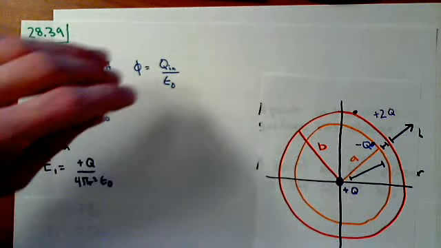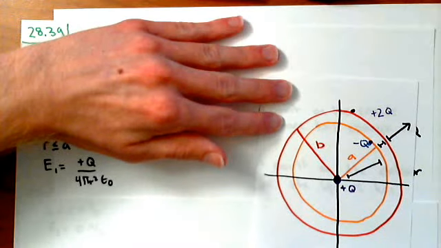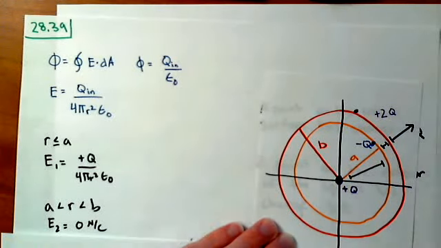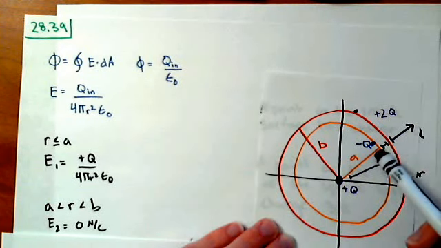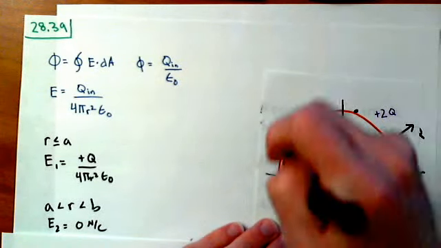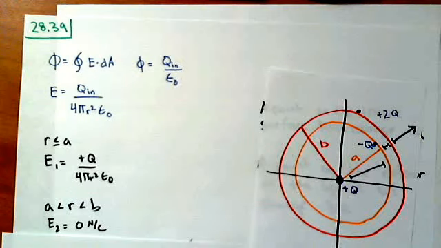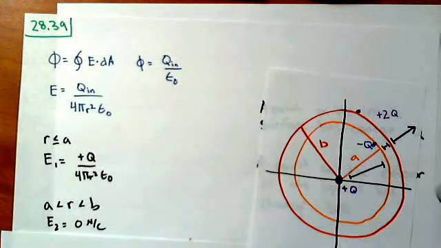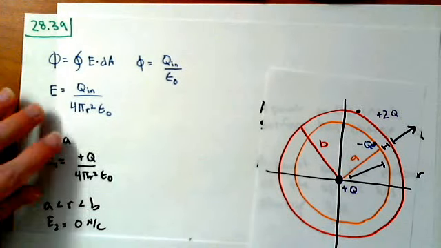Now we're going to move on to part 2 of part A, which is what is the electric field between A and B. And so this is this part of the sphere between radius A and the end of radius B. So it's the shell of the sphere. Well, the shell of the sphere has a net charge of 0 since it's inside the shell of the sphere. So we can just write down that E2 equals 0 newtons per coulomb.